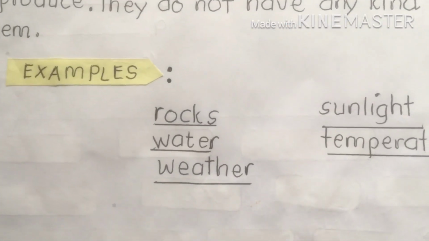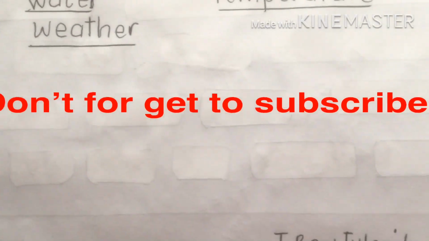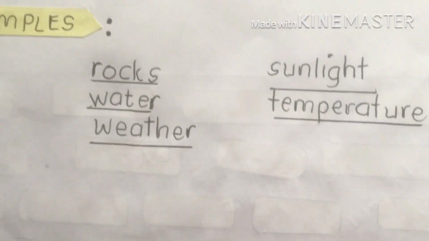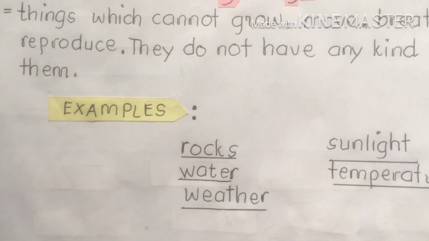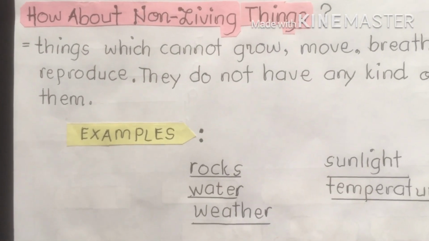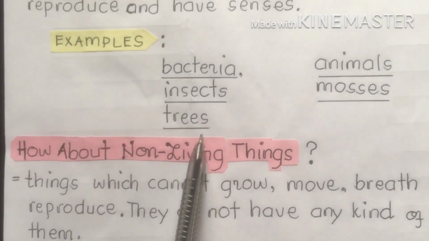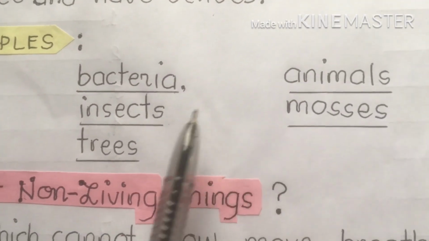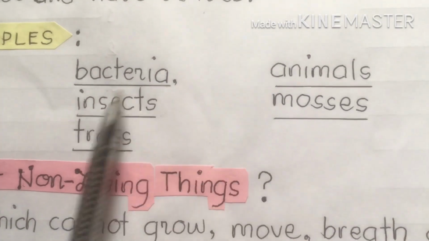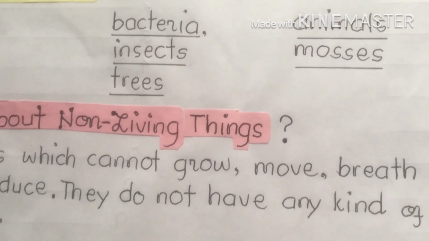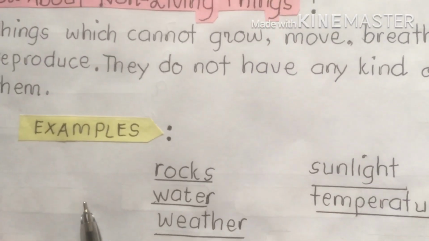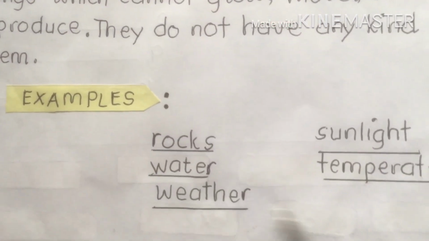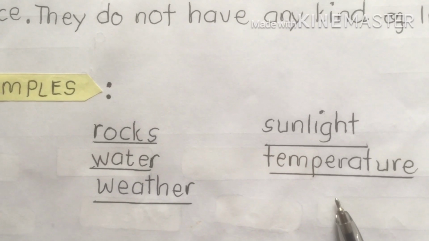Why do we need to undergo the motivation process? It's just because we need to check your comprehension and listening skills, whether you understand our topic, living things or non-living things. Again, examples for living things: bacteria, insects, trees, animals, and mosses. So there is life. They reproduce and have senses. How about non-living things? There is no life or movement at all, and they can't reproduce. Examples again: rocks, water, weather, sunlight, and temperature.